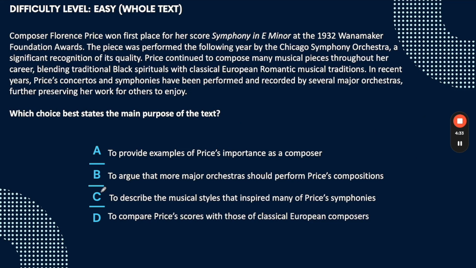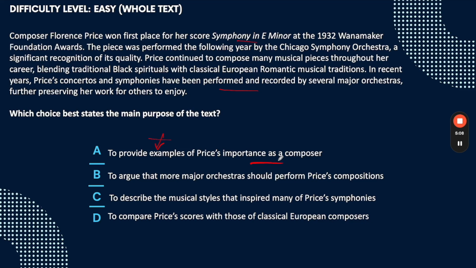Now let's go ahead and eliminate our options. Let's understand the reasons as to how you can eliminate your options. Let's look at A. To provide examples of Price's importance as a composer. So there are examples given to us in the whole text, like Symphony in A minor, her blend, and Price's concertos and symphonies have been performed and recorded by several major orchestras. We do have examples of her importance as a composer, how important this person is as a composer. So I find nothing wrong in A as of now.